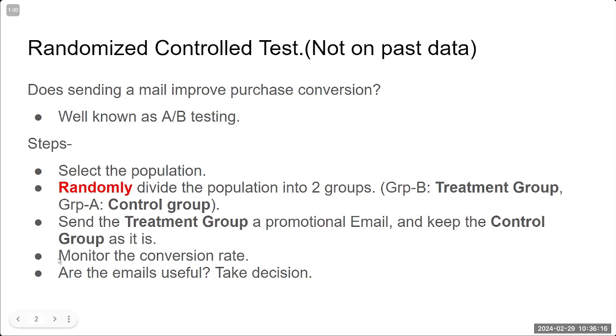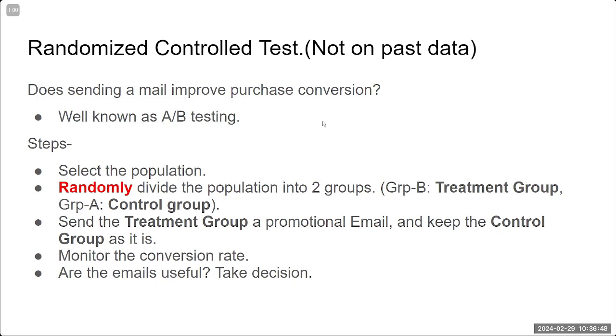The fourth step is to monitor the conversion rate. If the situation is as we expect, the treatment group should increase purchasing your product, and the control group should not be very motivated to purchase it. The fifth step is taking a decision. You can evaluate the conversion rate to see whether the email is useful. So this is the randomized control test.